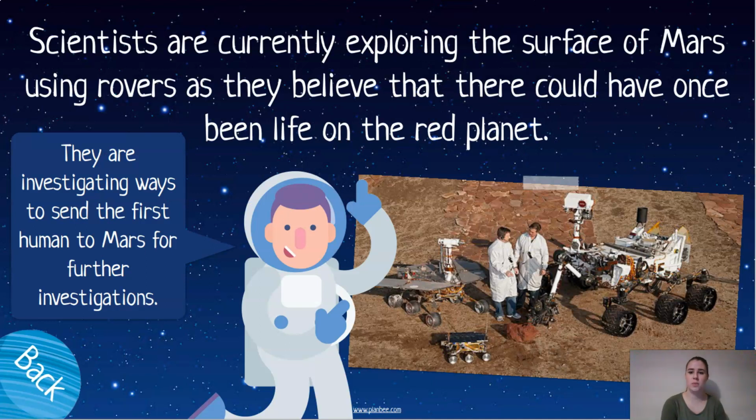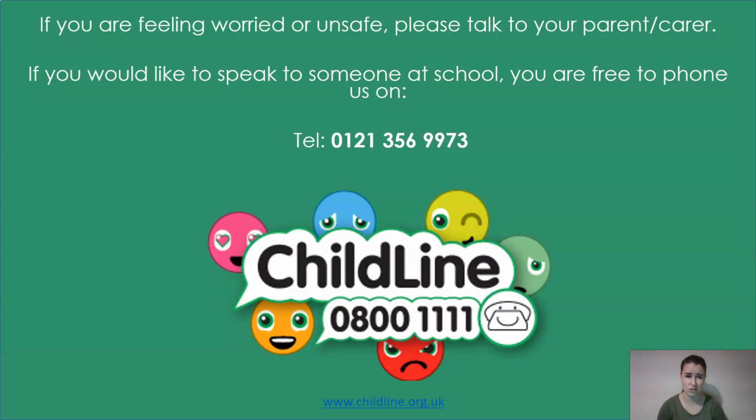So scientists are currently exploring the surface of Mars. Okay, now that we've got the technology, we've got the Mars rovers, which are almost space buggies that they've been able to get onto Mars, which are going to explore to see if there could have been life on what we call the red planet, the fire planet. So they're actually investigating ways to send the first humans to Mars for further investigations. So you can see how far technology has expanded to being able to explore our own planets, which quite frankly, I think is the most fascinating thing in the world.